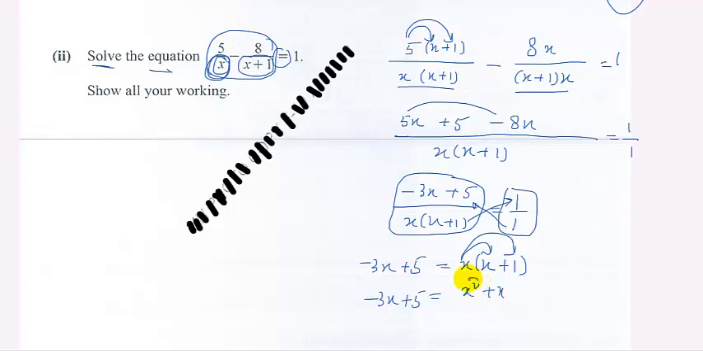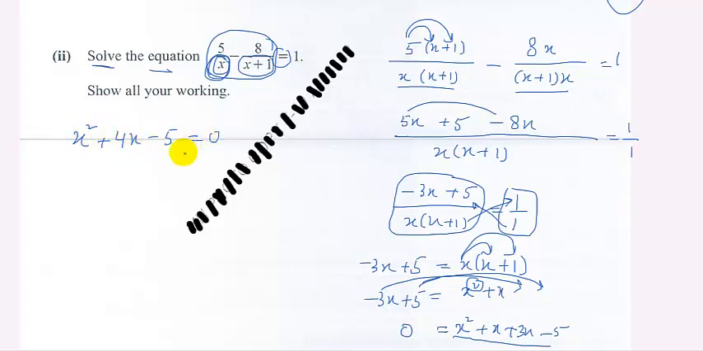Student, here we have the highest power, x square. It is a quadratic equation. So I will bring everything to the other side. I will bring this minus 3x over here, it will become plus 3x. And this plus 5 over here, it will become minus 5. And now we have 0 on the left hand side. In a quadratic equation, one side must be 0. So just do simplification here, and it will be x square plus 4x minus 5 equal to 0. Now this is a quadratic equation.